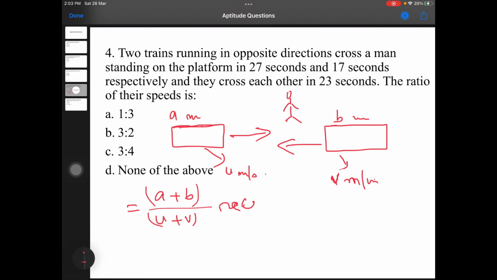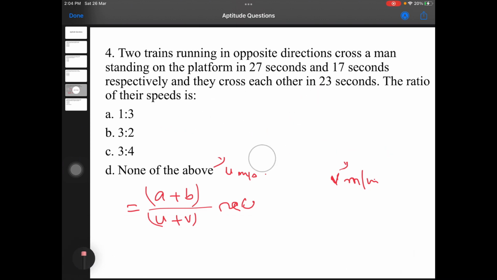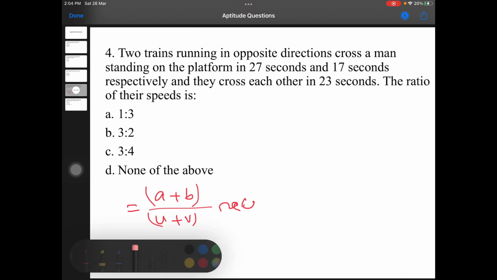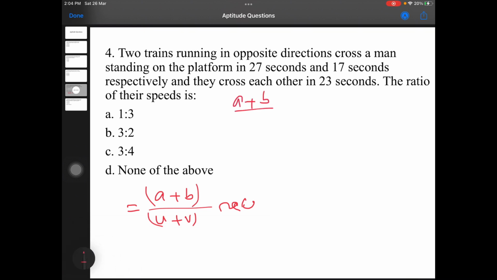In this question, it shows this is the first train, and it crossed this man at 20 seconds, and this train b meter, it crossed this man at 17 seconds, and they cross each other at 23 seconds. So I'll put this formula on top, a plus b divided by u plus v.